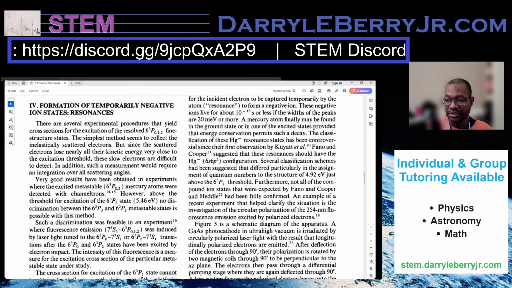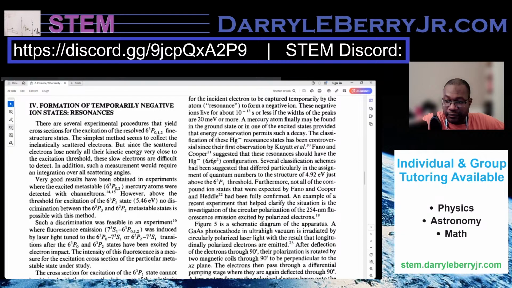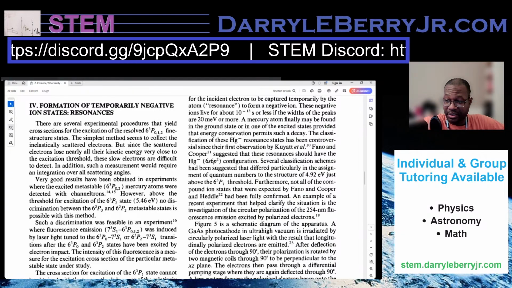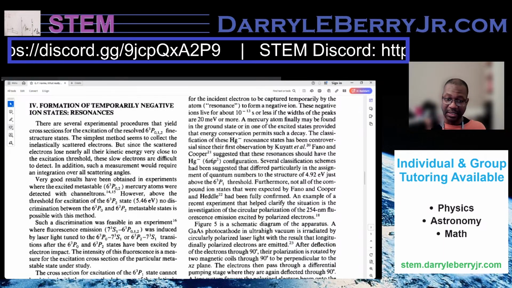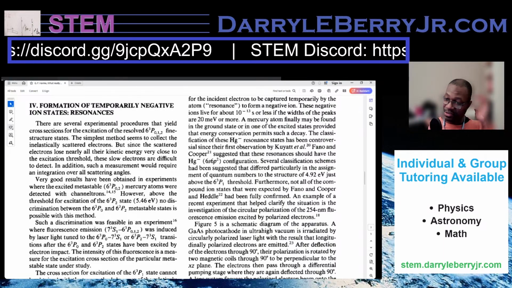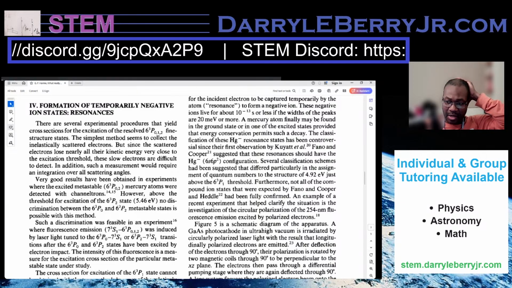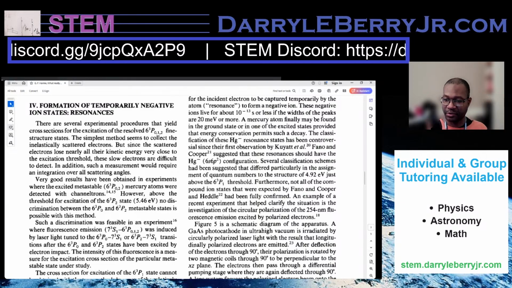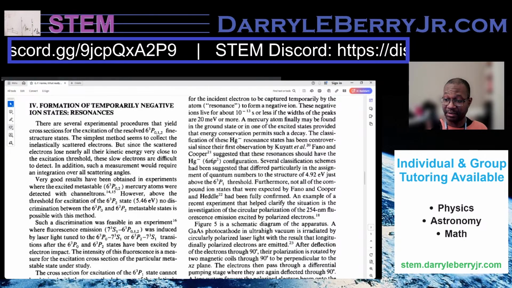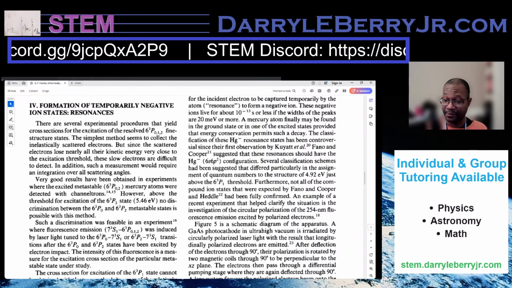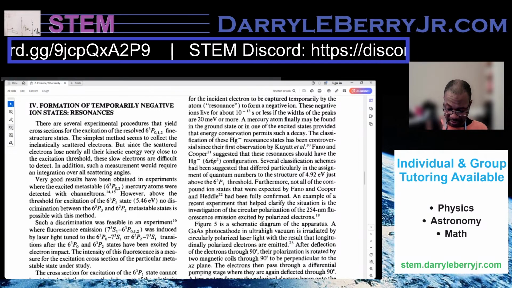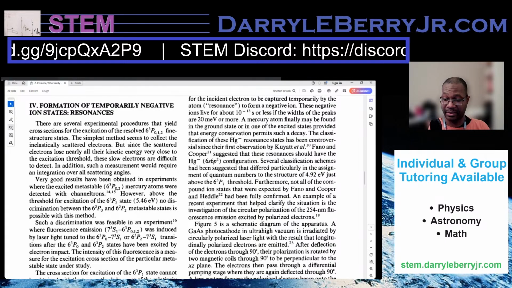In addition, such a measurement will require an integration over all scattering angles because apparently when they bounce off, they don't bounce in a particular angle. I guess some of them might bounce in reverse, some might scatter in the same direction, some might scatter at a near right angle. Very good results have been obtained in experiments where the excited metastable 6,3P0,2 mercury atoms were detected with channeltrons. Okay, let's see what a channeltron is.